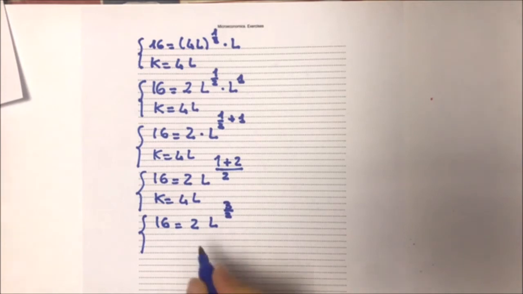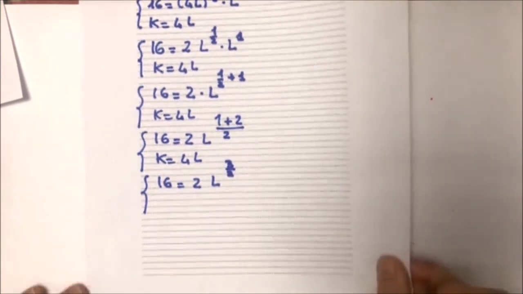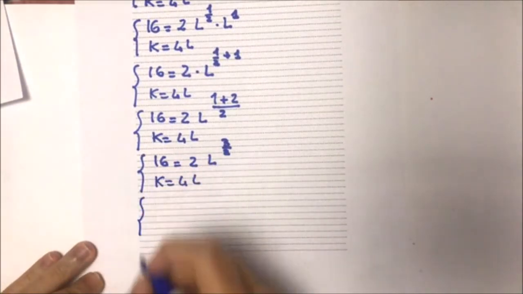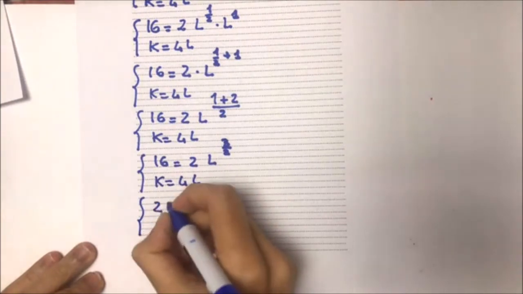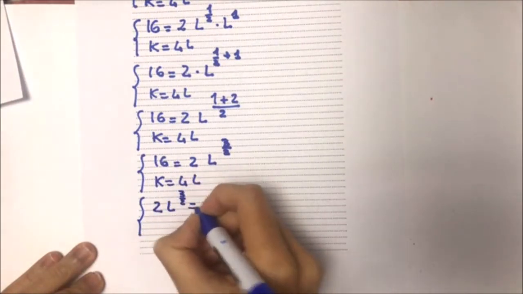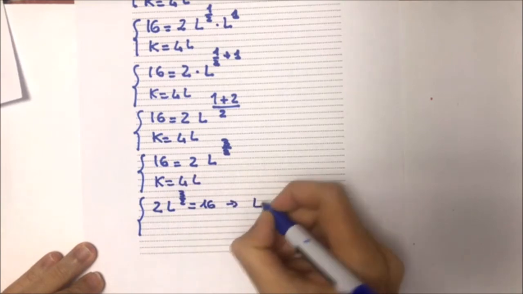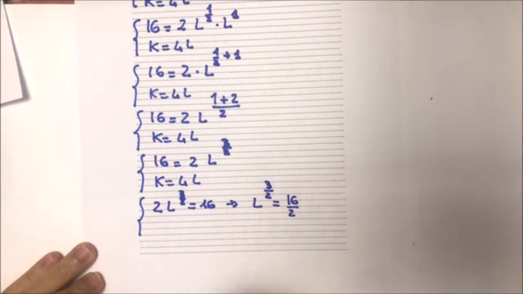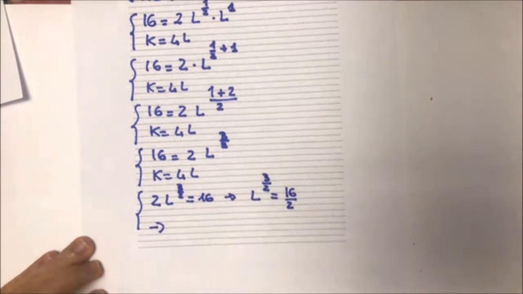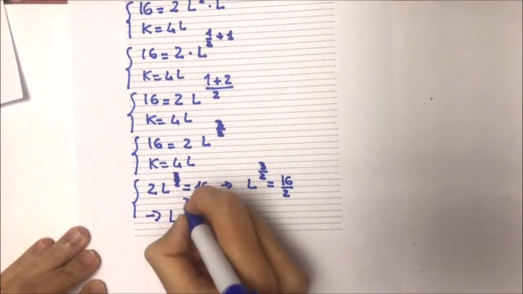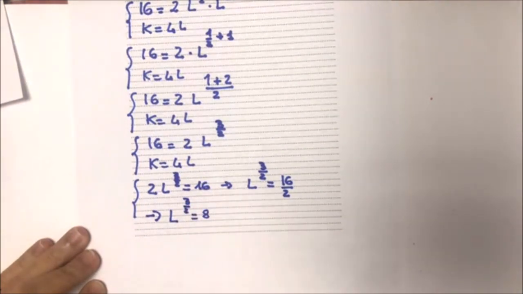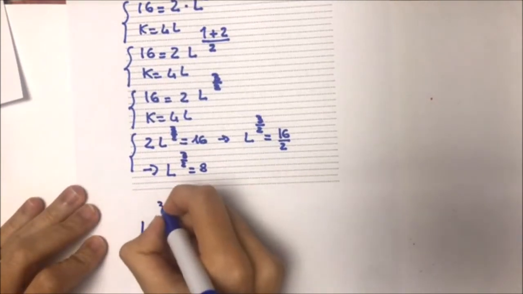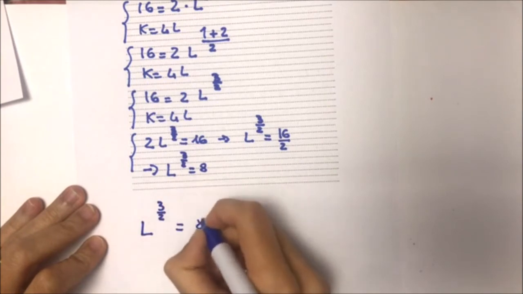So now we have to get L out of this. Okay. So here I write k equal 4L. So let's rewrite it as 2L to the power of 3 over 2 equals 16. So we have L to the power of 3 over 2 equals 16 over 2. So L to the power of 3 over 2 equals 8. And now we have to solve this, okay? So I write it bigger here. We have L to the power of 3 over 2 equals 8, okay?